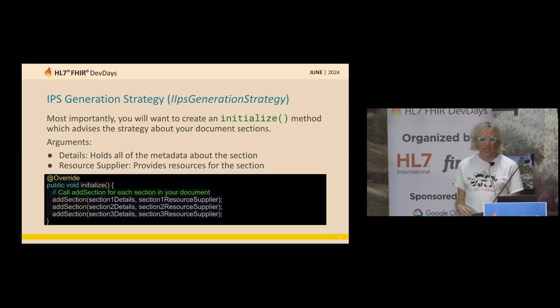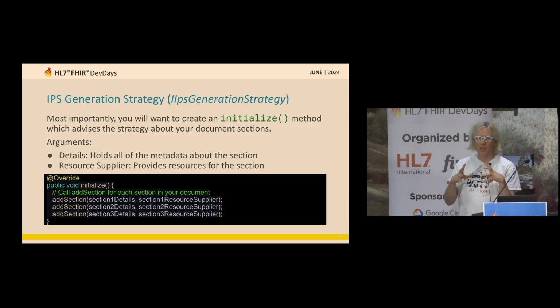OK, so in the strategy, the next thing you're going to do is add a bunch of sections with this new API. You're going to call this add section method once for every section you want to add to the document as you're configuring the builder. Each section takes two arguments. One is this thing called the details object, which provides the metadata about the section. I'll show you what that looks like in a second. In fact, I'll show you both of these things in a second for real.